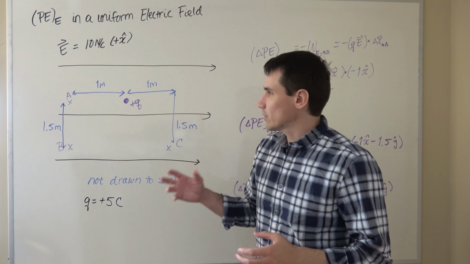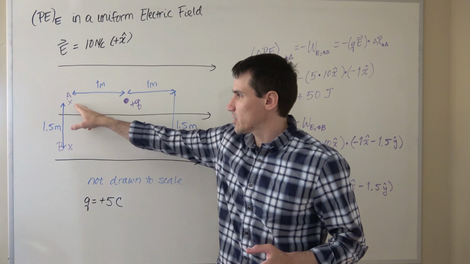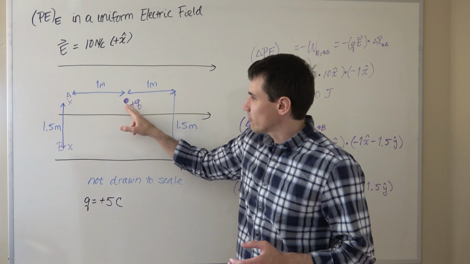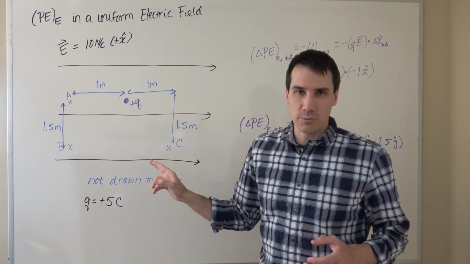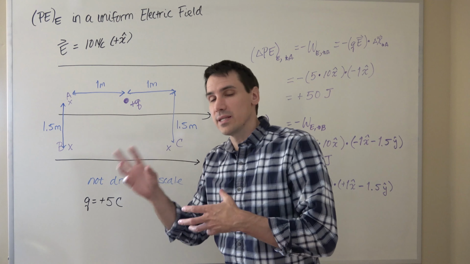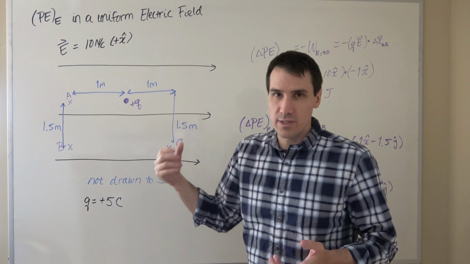So we have 3 different locations that we are going to move our charge to. So from its initial position, we'll move it to A. Then we'll say from its initial position, we'll move it to B. And also from its initial position to C. And we want to see how the change in the potential energy varies as we move to these different locations.